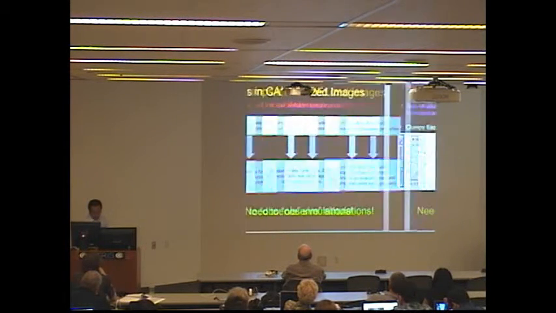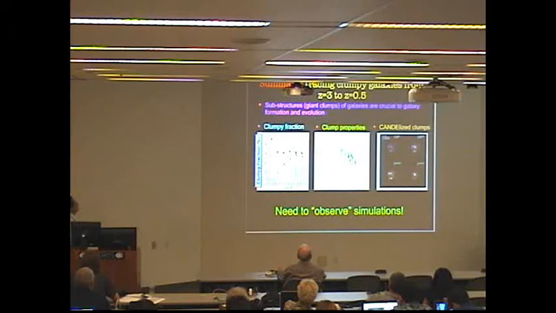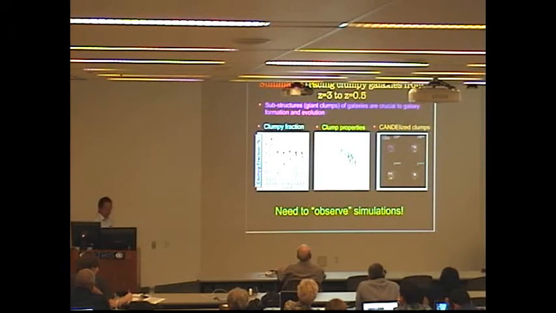So basically, this is a summary of my talk. We studied the substructure of galaxies, and we studied clumpy fraction and clump properties. What's more important, and I want to draw your attention to, is that to understand the structure and morphology of high redshift galaxies, you need to observe your simulations. And that's why we are starting CANDELized clumps. This part of the work is still ongoing. So I hope I have new results soon. Thanks.